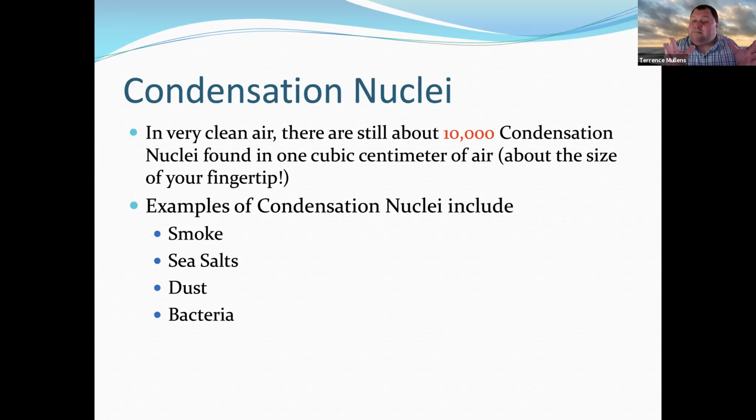So as air temperature cools down, as air becomes more saturated, we begin to see more condensation. All these little particles of dust or sea salt or bacteria act as excellent condensation nuclei, and those allow cloud droplets to grow and eventually form full-blown clouds.